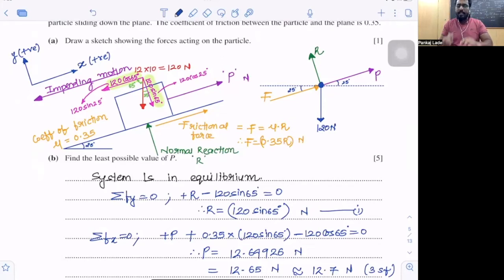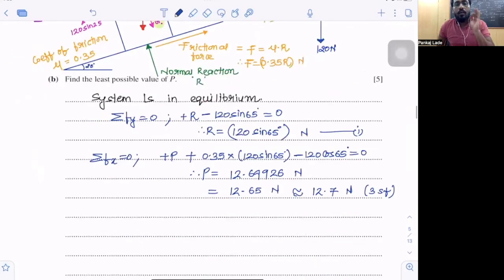So the only thing that is going to change is the sign of 0.35 into 120 sine 65 in your equation. So the plus will become minus, and that will get added to 120 cos 65, and that's why P will increase drastically. Got it? So I am pretty confident that this question is well understood.